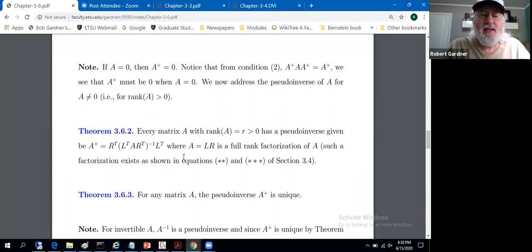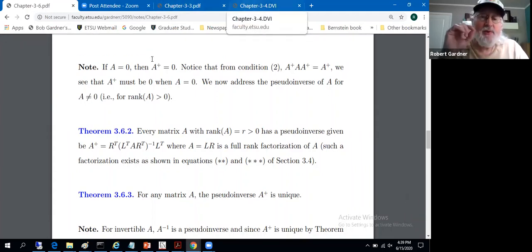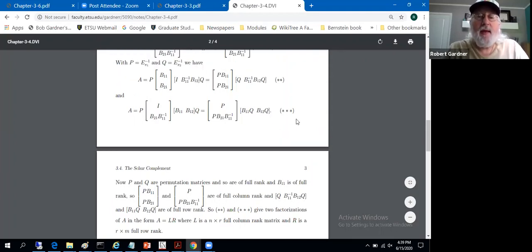Now these L's and R's are required to determine a full rank factorization of A. This we saw in section 3.4, so let's run back and look at section 3.4. So taking a matrix A and writing it as a product of a matrix L and a matrix R, and both of those matrices are of full column or row rank. That's what it was. Section 3.4, here's the specifics. We started with a matrix A, and we had shown that that matrix A could be written as a particular product like this. It could also be written as a particular product like that.